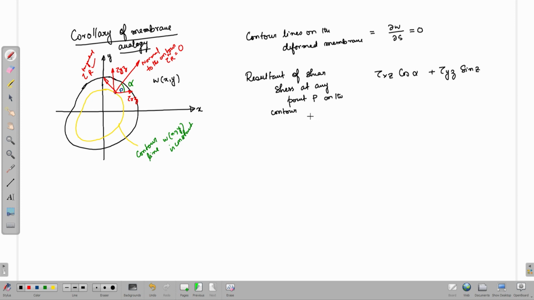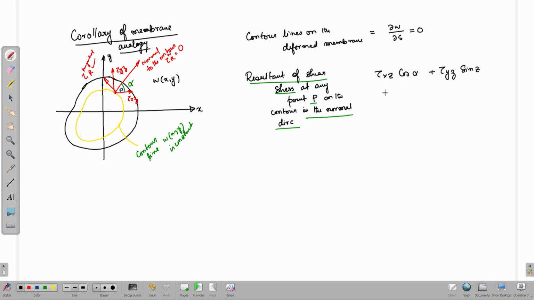Resultant of the shear stress at any point P in the normal direction. I am trying to find out the resultant. So, this is important. In the normal direction, how can I evaluate this? It is going to be tau x z into cos alpha plus tau y z into sin alpha. Let us now derive this.